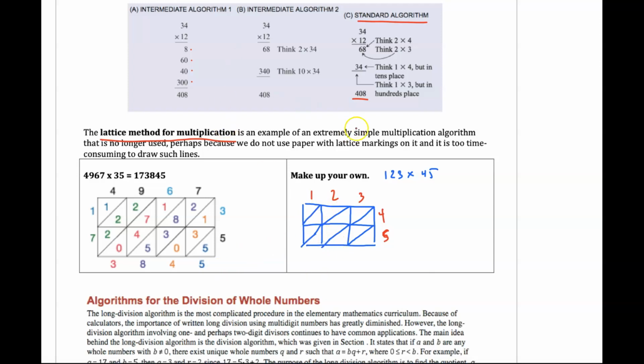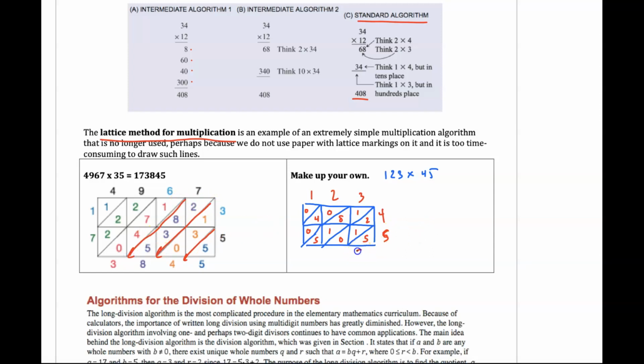And so what you have is 3 times 4 is 12. You have 3 times 5 is 15. 2 times 4 is 8. 2 times 5 is 10. 1 times 5 is 5. 1 times 4 is 4. And then just like in the other lattice method, we're adding down across. We add in that direction.